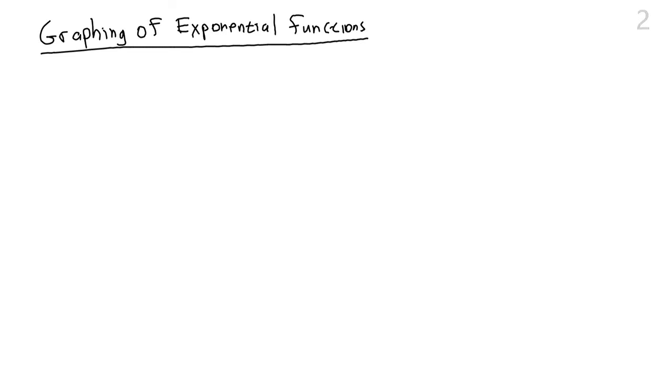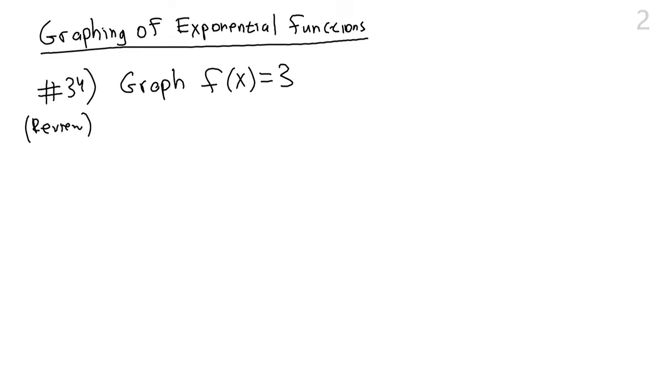And I already reviewed how the basic graphs of exponential functions look, and you may also need to graph some exponential functions with some transformations that we learned in the first part of the course. So in question number 34, again 34 from the review, we're asked to graph the function f of x equals 3 to the negative x minus 2.